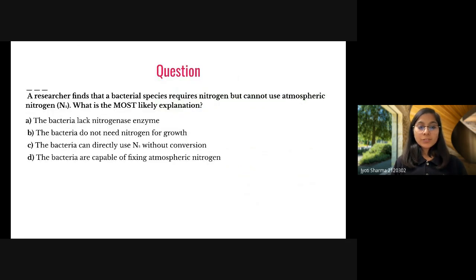Okay, coming to the next question. A researcher finds that a bacterial species requires nitrogen but cannot use atmospheric nitrogen. What is the most likely explanation? And the options are: the bacteria lack nitrogenase enzyme, the bacteria do not need nitrogen for growth, the bacteria can directly use N2 without conversion, the bacteria are capable of fixing atmospheric nitrogen. So what do you think? When bacteria are not able to use atmospheric nitrogen, what can be the best explanation?